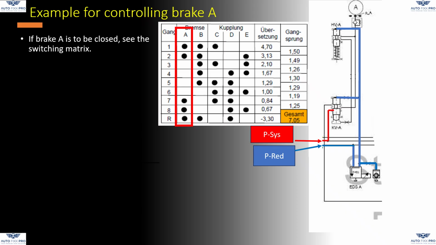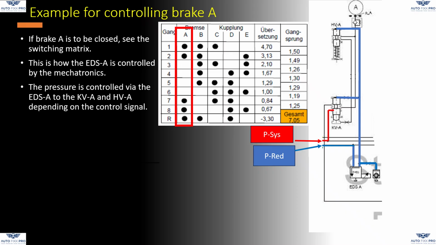Should the brake A be closed? See the switching matrix for this. This is how the EDSA is controlled by the mechatronics. The pressure is controlled via the EDSA to the KVA and HVA depending on the control signal.